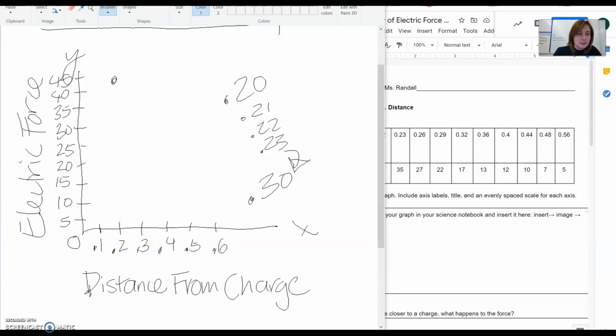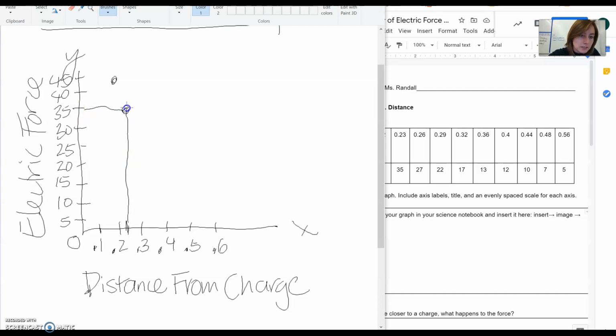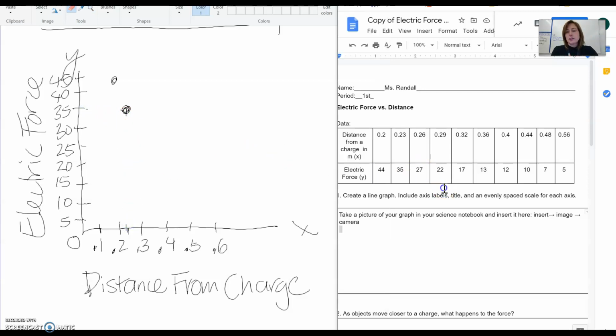So now I'm going to go back and erase all that extra stuff I wrote. And 0.23 is going to be like here-ish. And so then I'm going to trace that up to 35 on the y. Where those two meet, I'm going to make a dot. Remember, you don't need those extra lines. I just draw them so that you can follow what I'm doing. So I'm going to go ahead and try to erase those lines. Okay. And then you just go ahead and keep plotting the points.